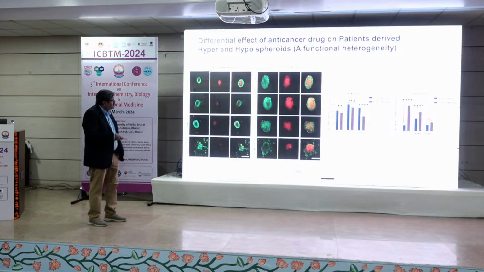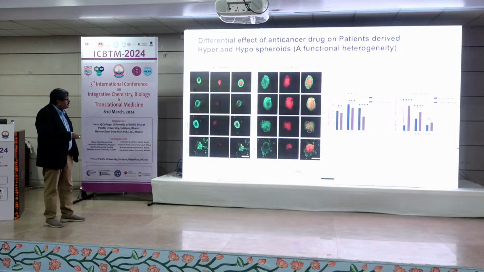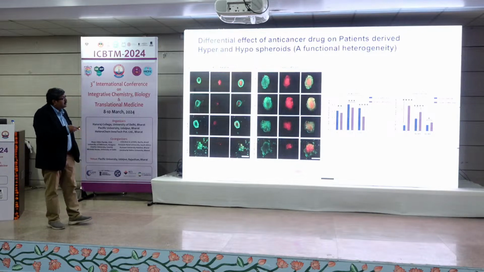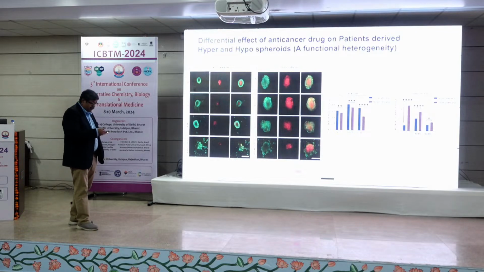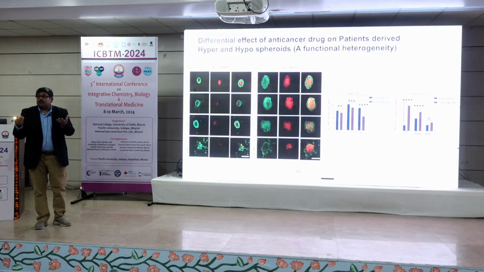This is to show that there is a differential effect of anti-cancer drugs when we compared hypo and hyper spheroids. You can see here, this is a hypo and this is a hyper. If you look at just the ETBR, you will see that with the radiation or with the drug, there is less death of cells compared to the spheroids which are hyperproliferative in nature. What this says to us is that there is a functional difference.